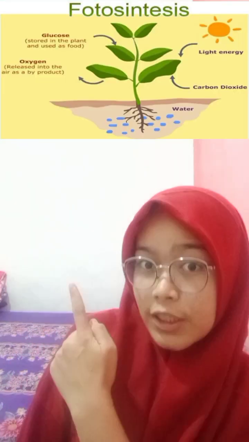I will tell you a little about photosynthesis. Understanding photosynthesis. Photosynthesis is the use of solar energy by plants containing green leaf substance, or chlorophyll, or bacteria to convert carbon dioxide and water into carbohydrates.